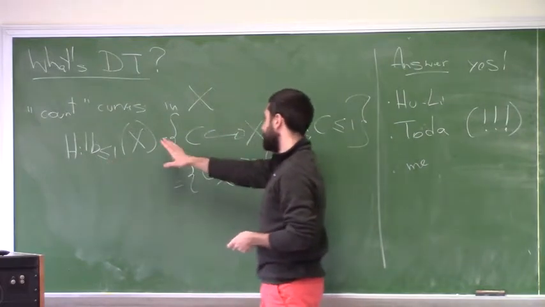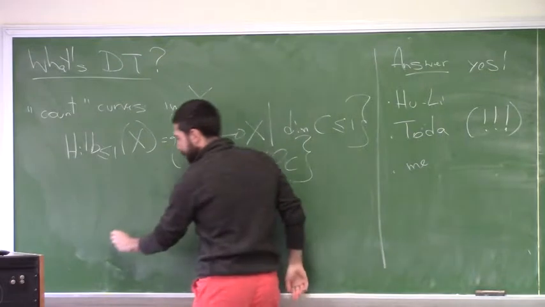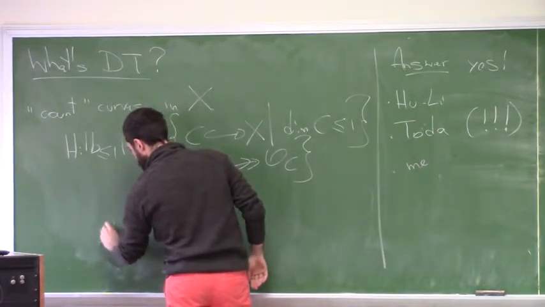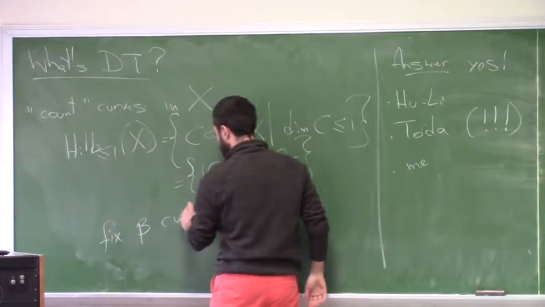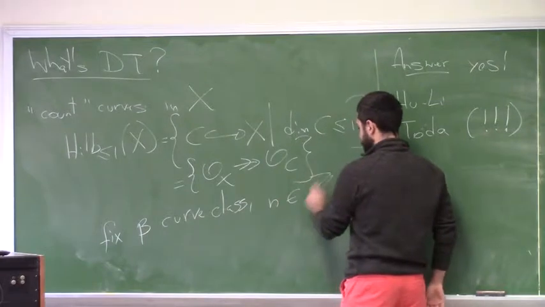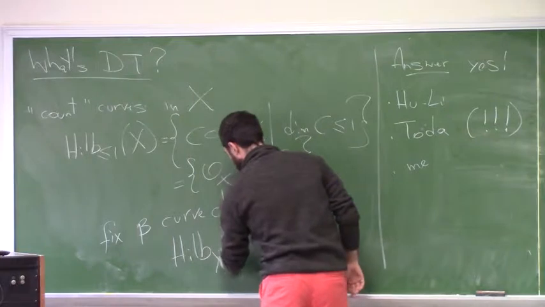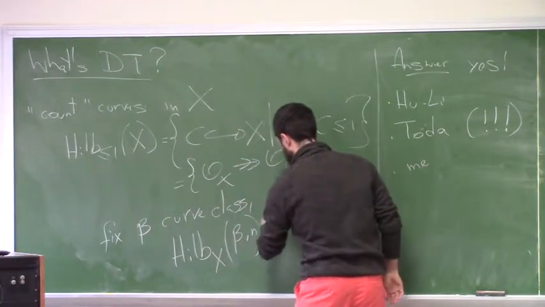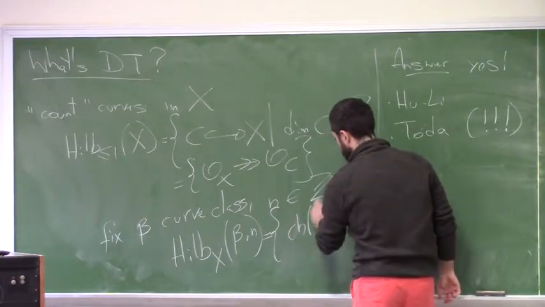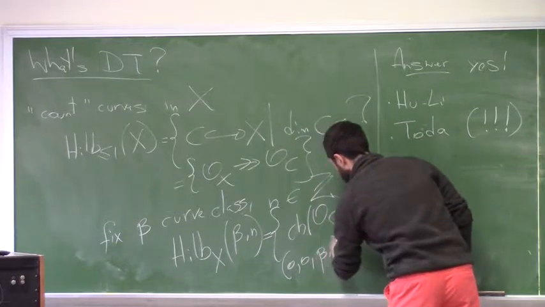But this space breaks up into many components. So let me fix some topological information. Let's fix a curve class and an integer. So I really should be considering this Hilbert scheme over here, which is parameterizing the quotients where the Chern character of O of C is (0, 0, beta, n).